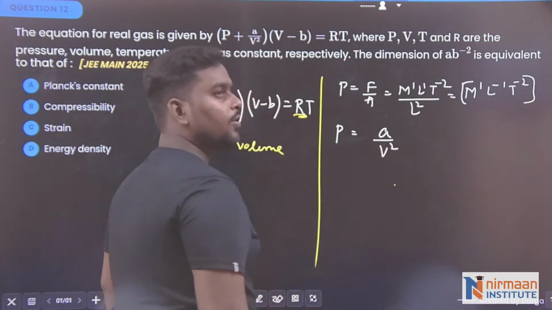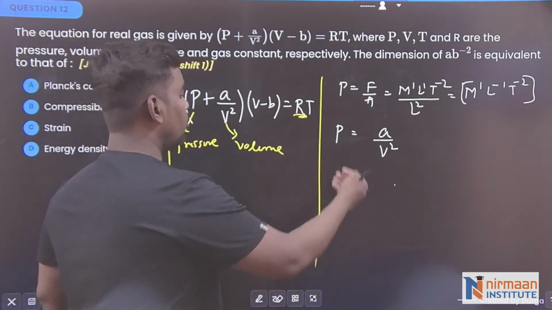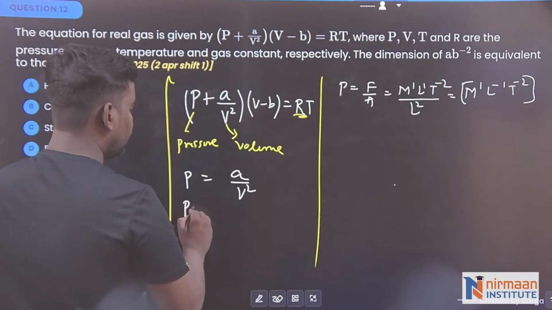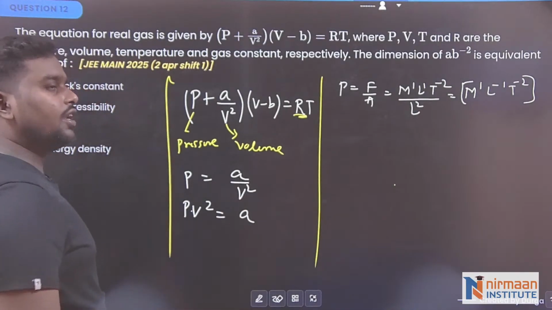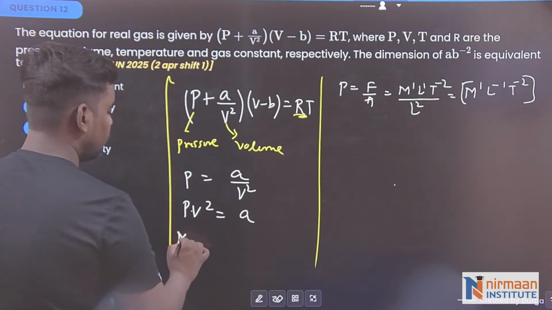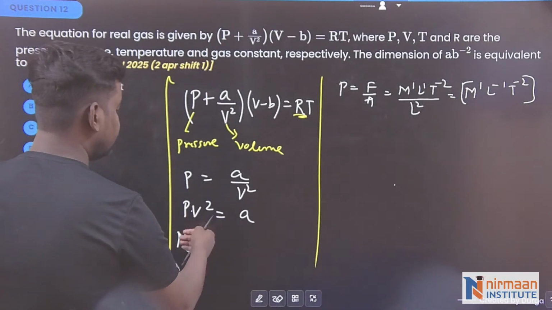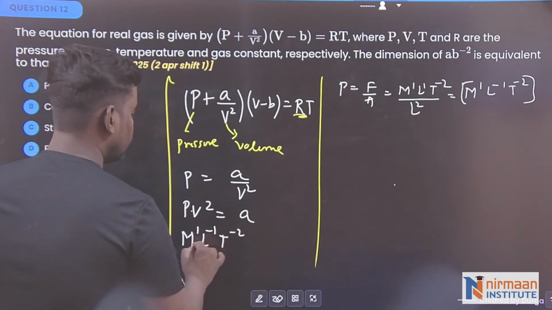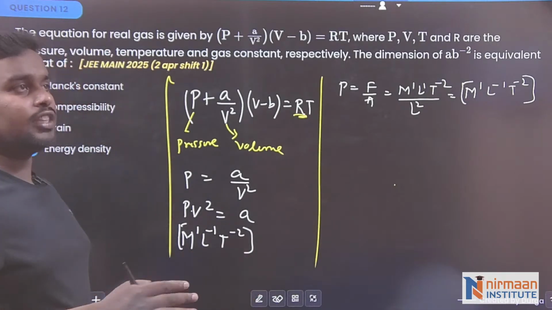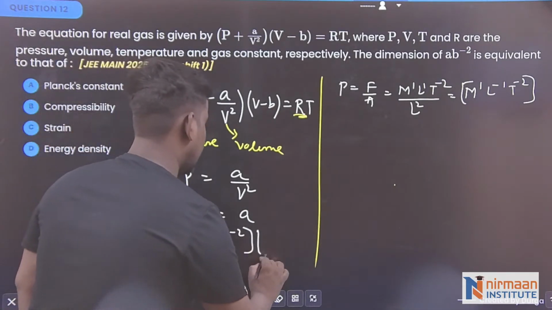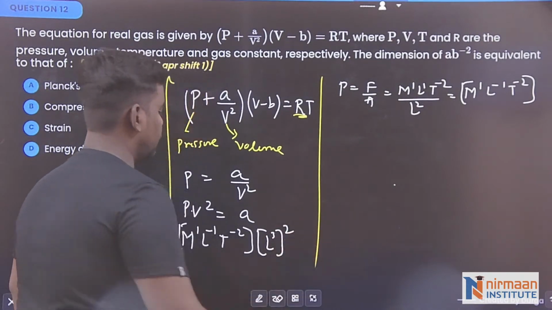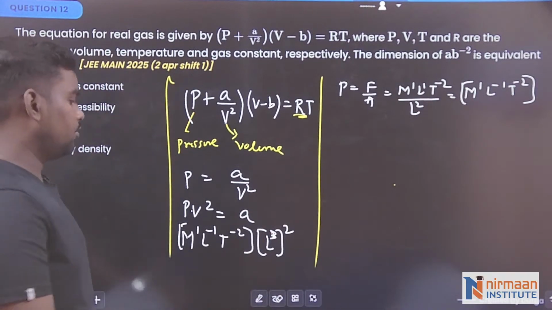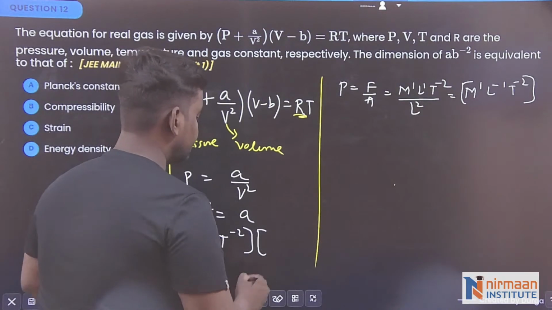B is volume, and because we are adding, the dimension of pressure must be equal to the dimension of A by B square. So P into B square gives A. What is the pressure dimension? M1 L minus 1 T minus 2. And volume is length into breadth into height, L cube. So volume square is L3 power 2. Let me write.